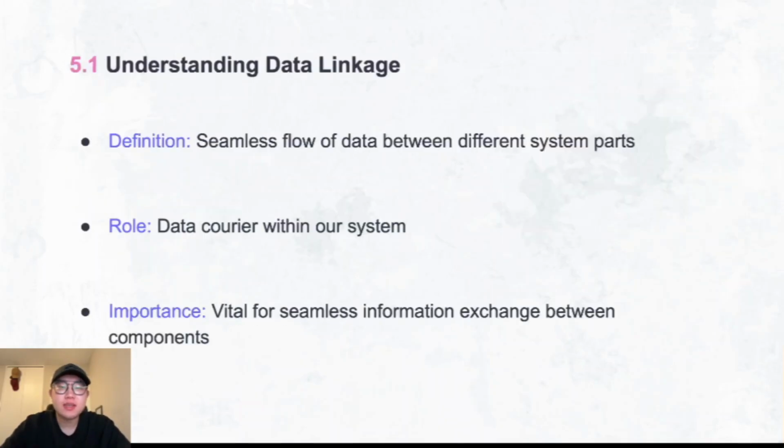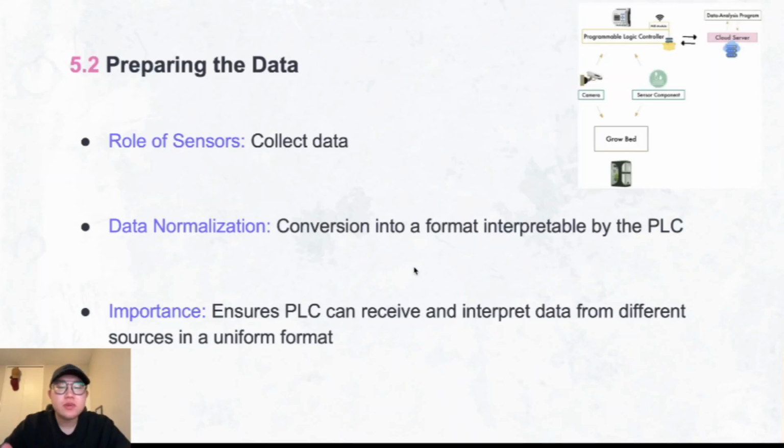First, we need to understand what data linkage is. It is a process that allows for a seamless flow of data between different parts of our system. Imagine data linkage as a messenger that carries crucial information from one component to another in our system. So, in the first step, we need to recognize the importance of data linkage and its role as a data carrier within our system. Second, we will see how to prepare the data collected by the sensors.